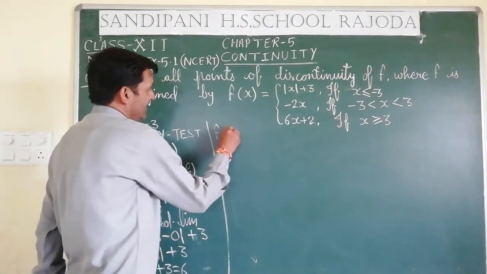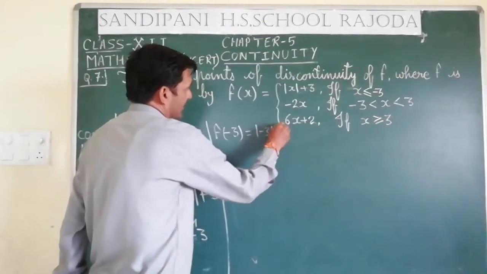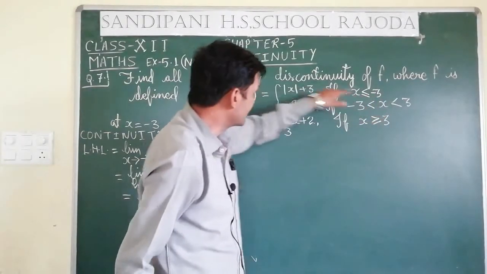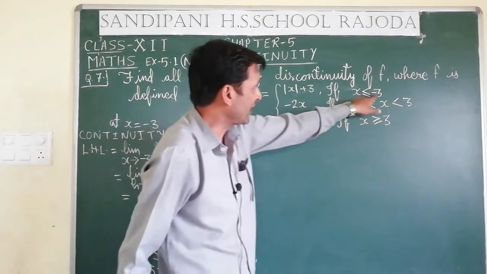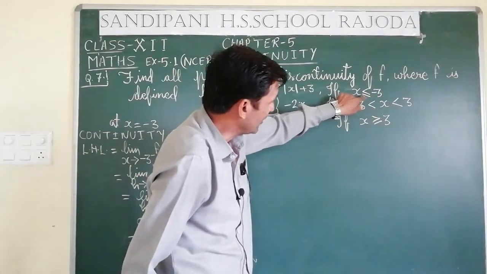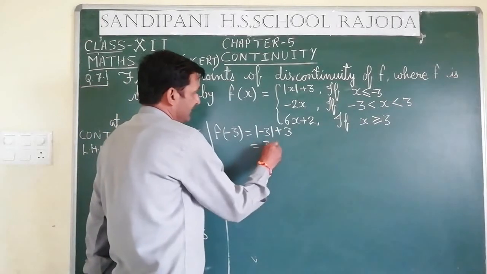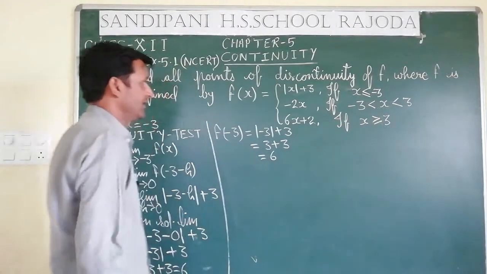Now, let us discuss f of minus 3. F of minus 3 is equal to mod of minus 3 plus 3, because for x equal to minus 3 also this value of function is applicable. In place of x we have to write directly minus 3, because the equal to sign is here only. So minus 3 mod is again 3, and here it is plus 3. So 3 plus 3 is 6.